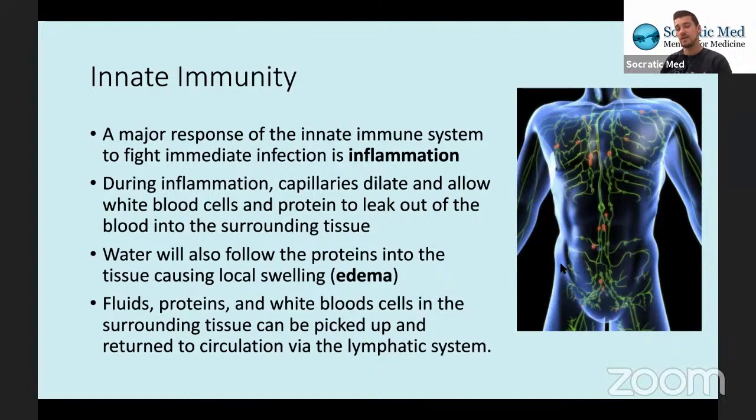And that's what causes inflammation. That's what causes this local swelling. And the swelling of tissue is known as edema. Fluids, proteins, and white blood cells in the surrounding tissue can be picked up and returned to circulation via the lymphatic system. So our body usually handles edema by draining it via the lymphatic system.